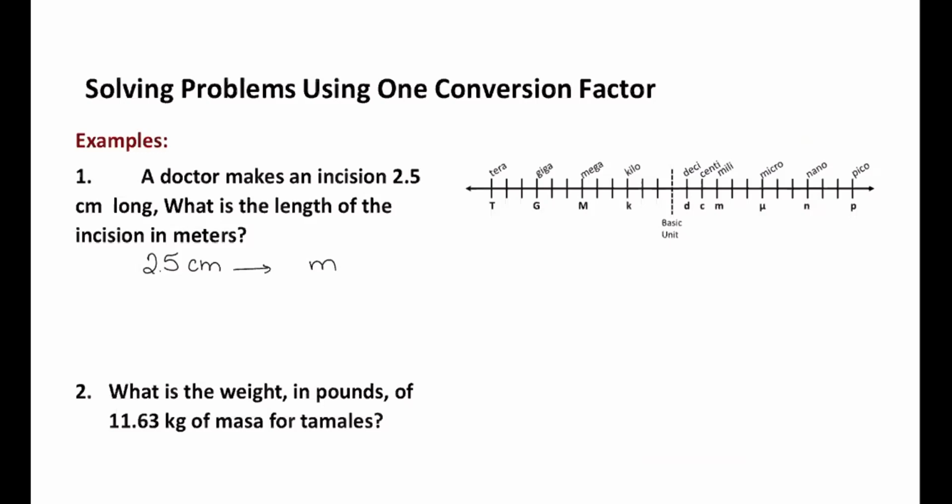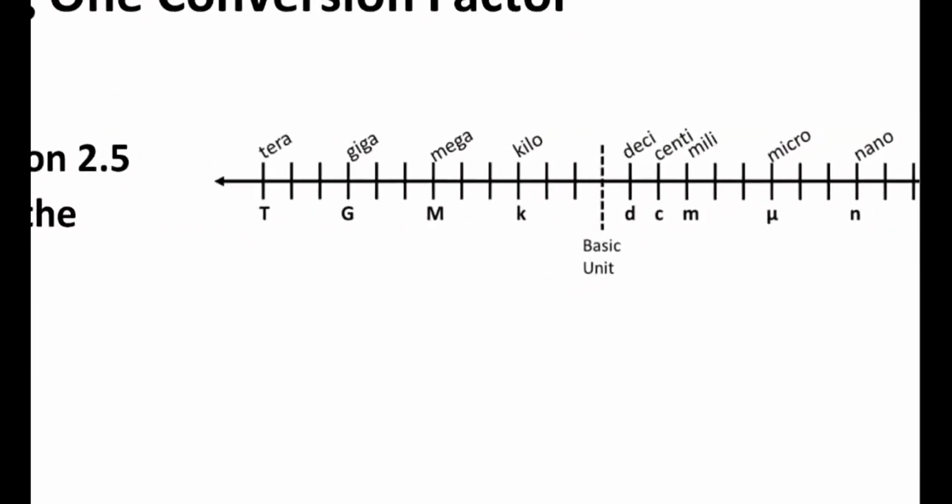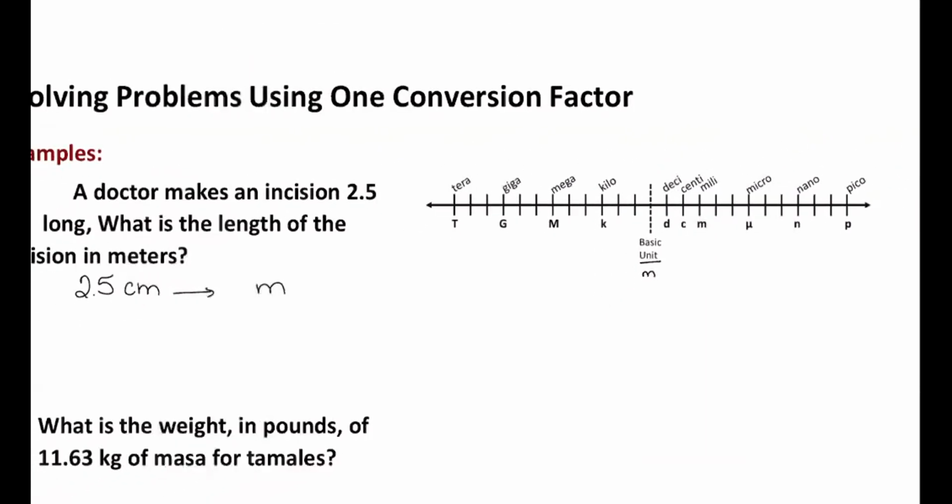Great job in the chat. When we look at this, we say, okay, I see T, I see G, I see M, I see K. Those are the abbreviations for the prefixes. So that M is not meters, that M is for milli. Where do I find meters here? As a basic unit. See how we start at centimeters? So we start here, centi.